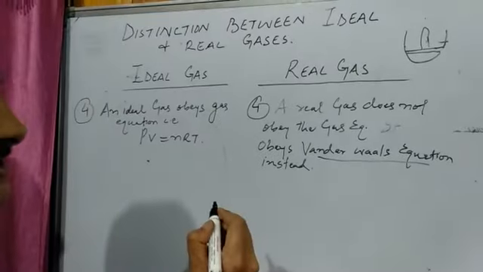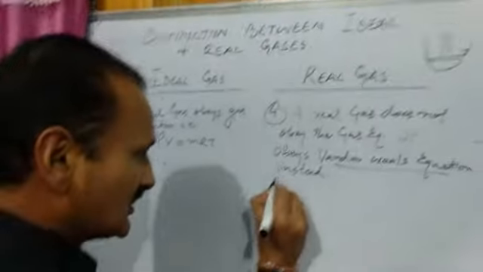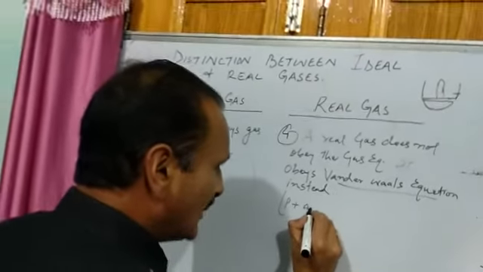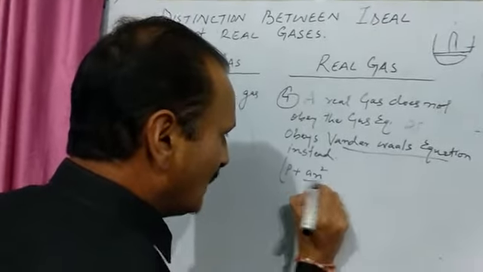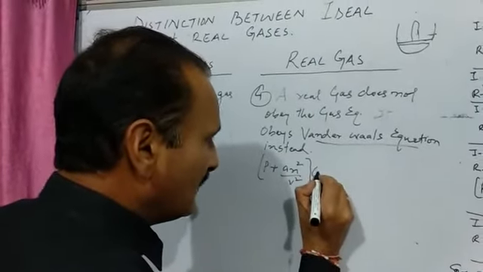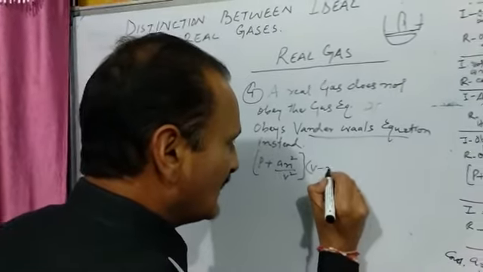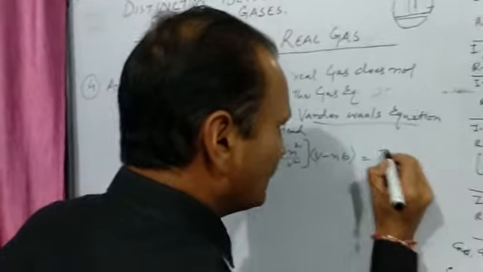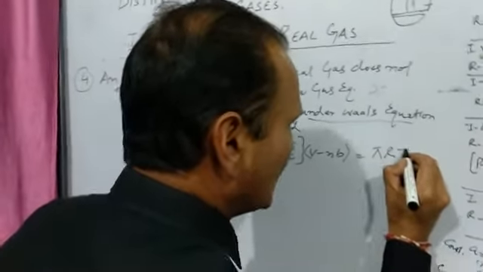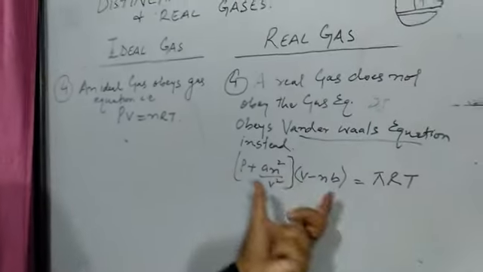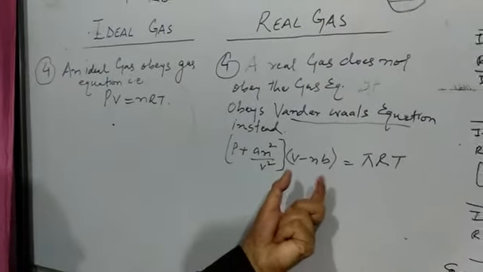What is the van der Waals equation? The van der Waals equation is this: (P plus a n square upon V square) multiplied by (V minus nb) is equal to nRT. This equation is known as the van der Waals equation. So these gases obey this equation.